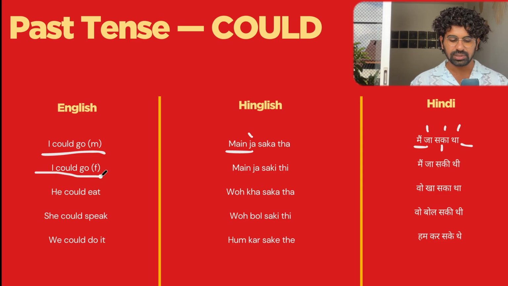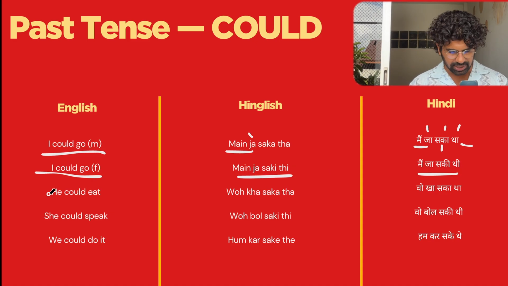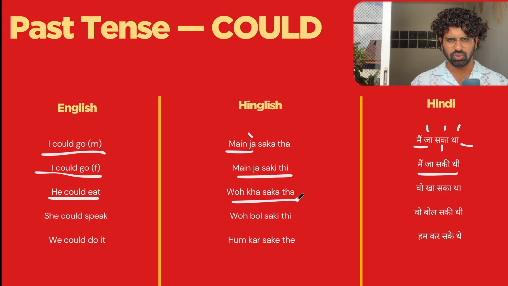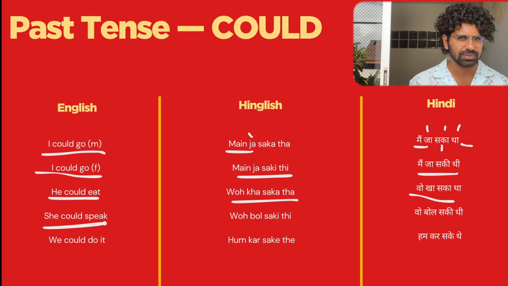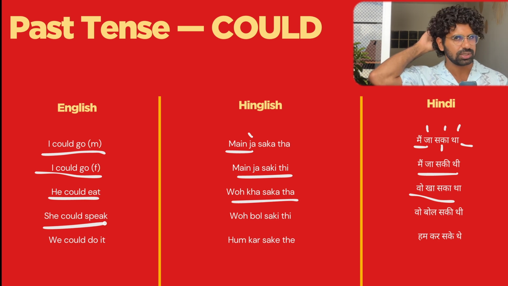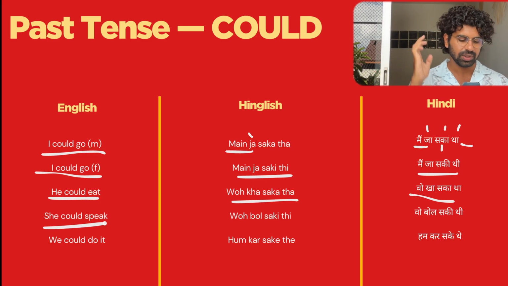Now, same thing. "I could go," feminine: main ja saki thi. "He could eat": वो खा सका था. Right? "She could speak." We have done all these verbs actually. We are only doing the verbs that we used in the first few slides. So, "she could speak."